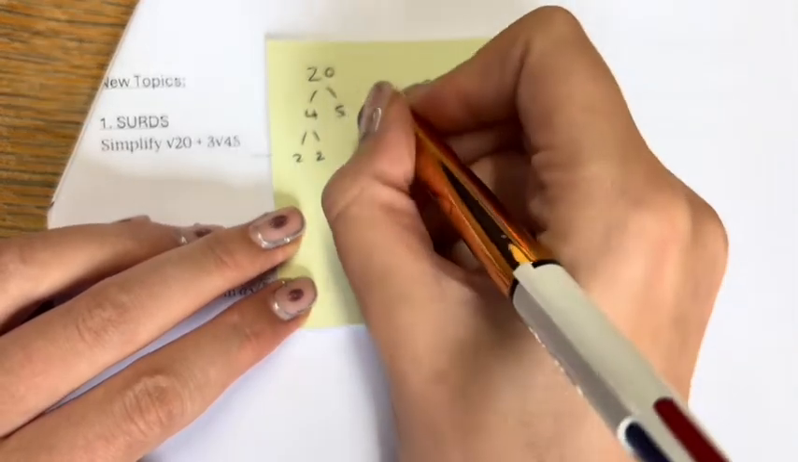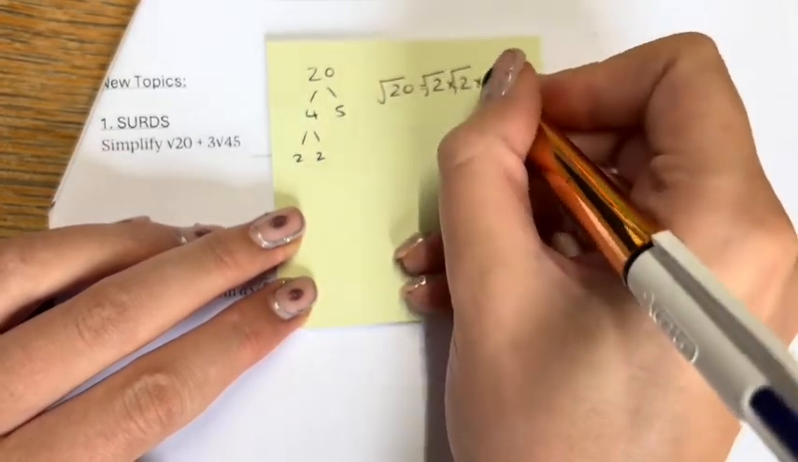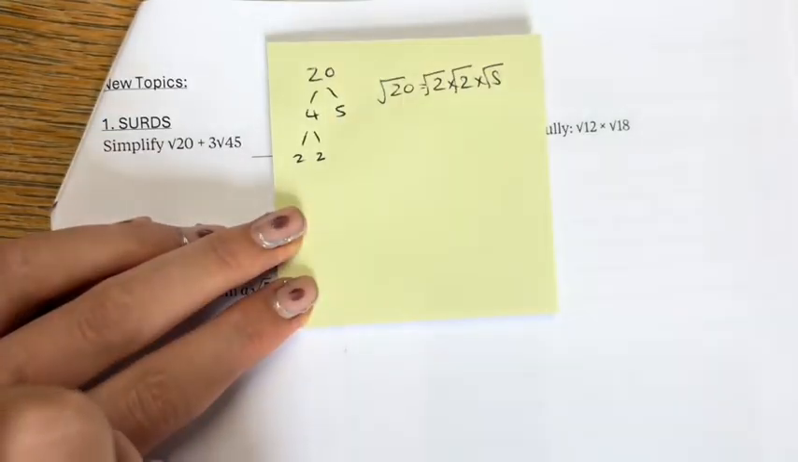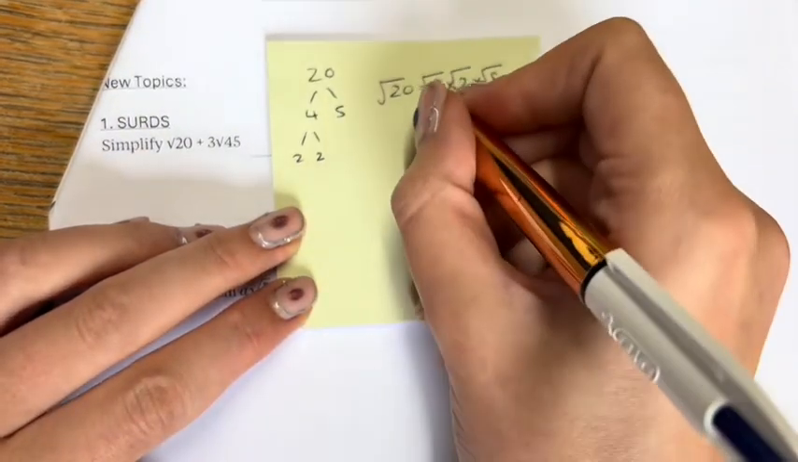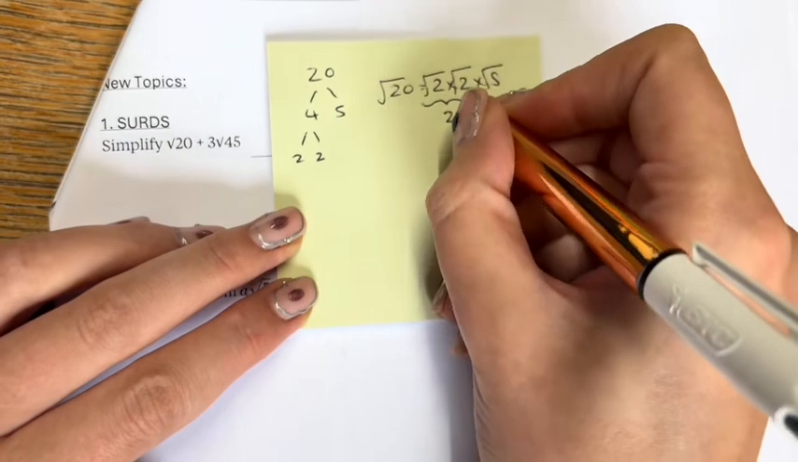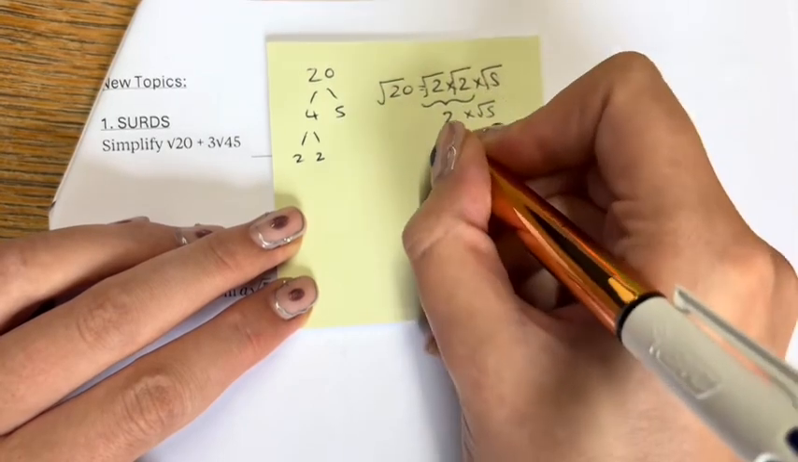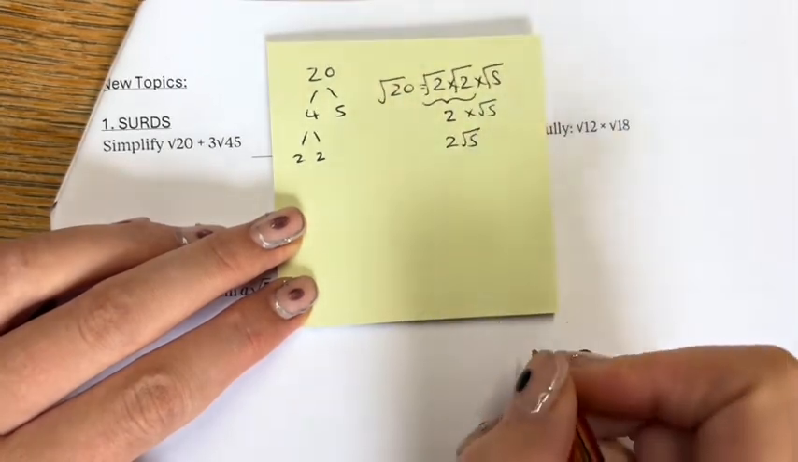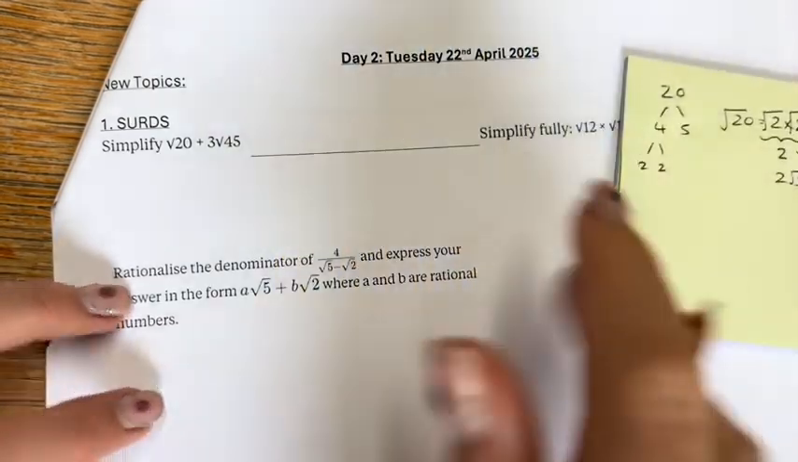But because this is a surd, I put my roots over it and I look for my pairs. Now, root 2 times root 2 becomes 2. And then the root 5 on the end, I just squish them together. So that'll be 2 root 5.